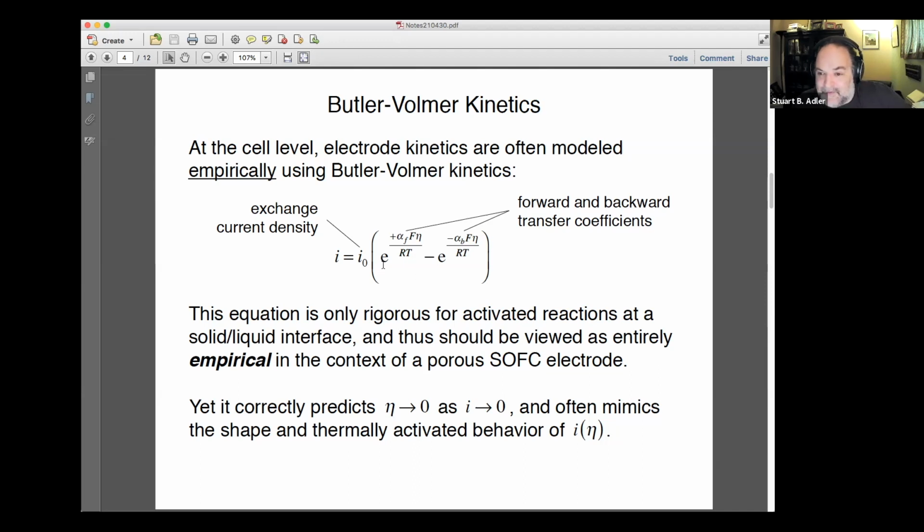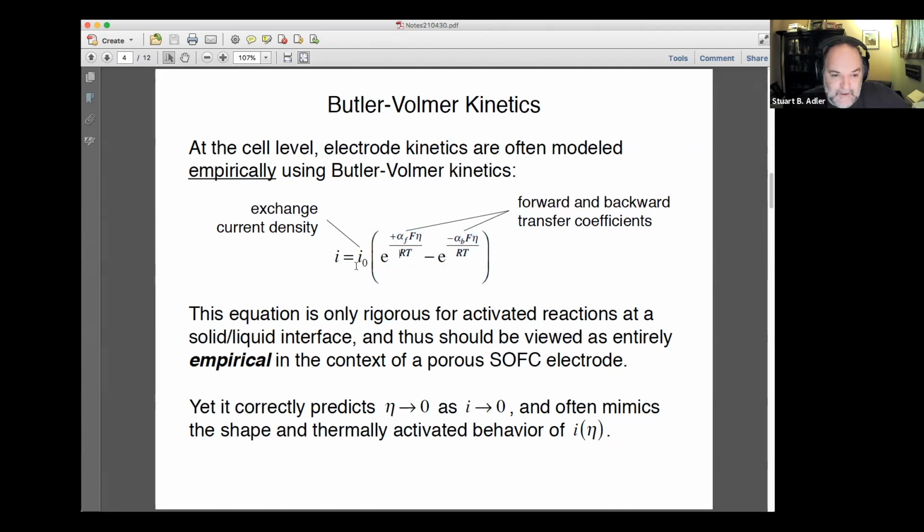If I take the overpotential, which is eta, this Greek symbol eta, and make it 0, then I get e to the 0, which is 1, minus e to the 0, which is minus 1. So 1 minus 1 is 0. And so the current density automatically goes to 0 when the overpotential goes to 0, just mathematically.